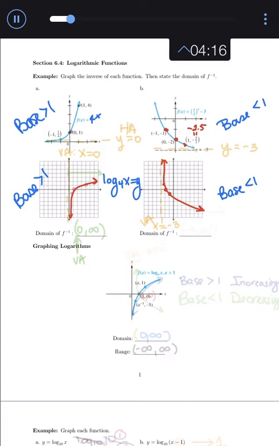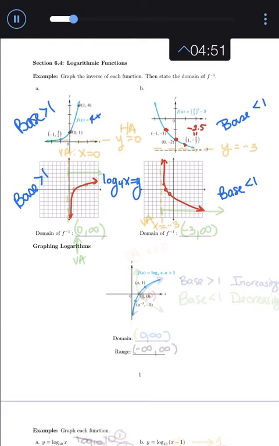Again, notice, just like the exponential graph, with the base less than 1, it was decreasing. Same thing here, the logarithm graph is decreasing. Notice, though, that its domain starts here at negative 3 and continues on to infinity, but you cannot include negative 3 because it's a vertical asymptote. You will not touch it. So we have to include that as a parenthesis, not a bracket. So negative 3 is not included in the domain.